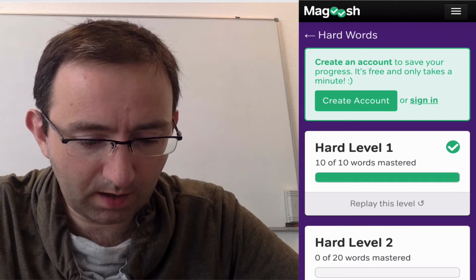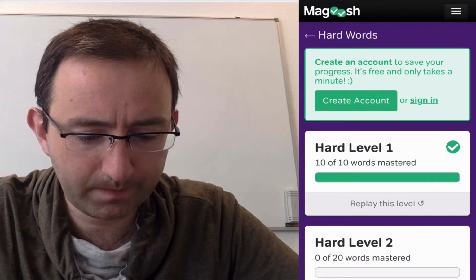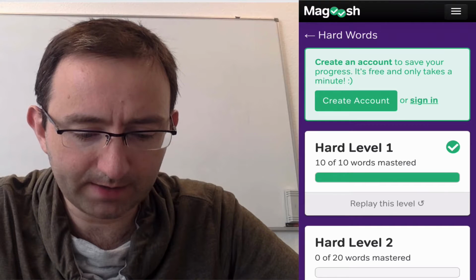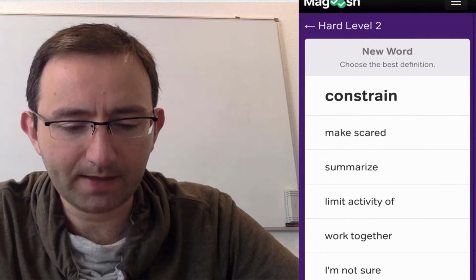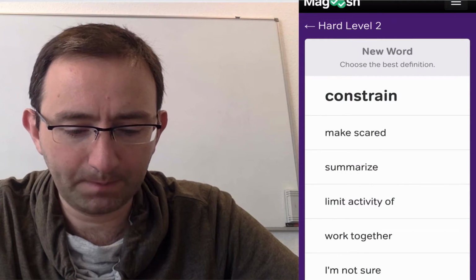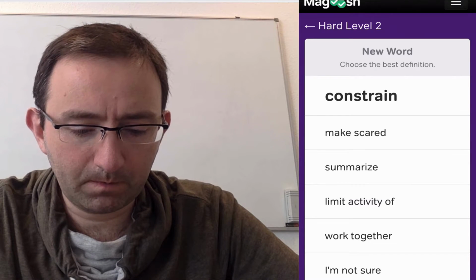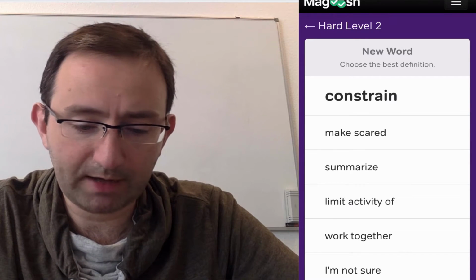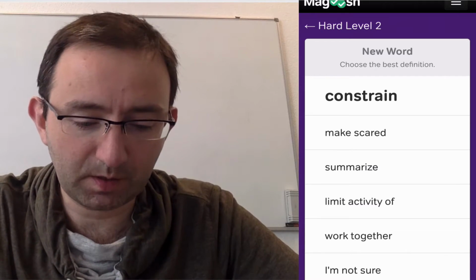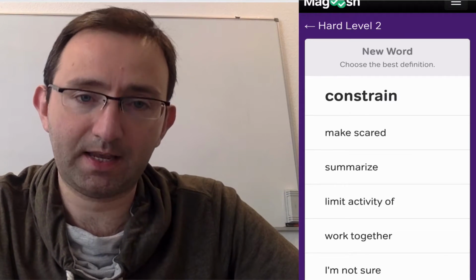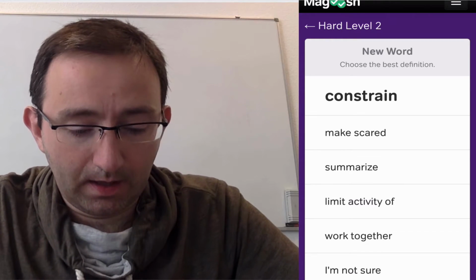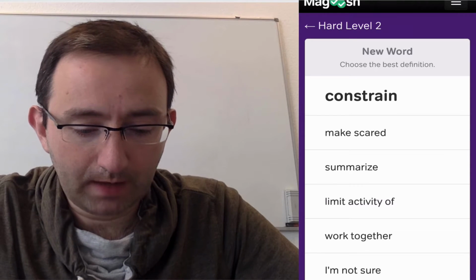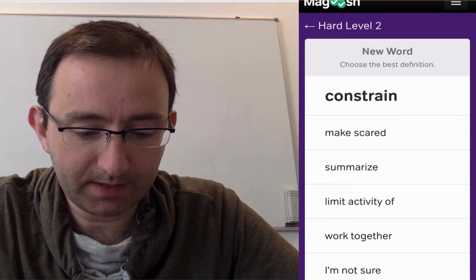So if we go into hard, I already did this yesterday as a little test. So I'll show you in level 2. We go into there. So what you get is this word at the top, constrain. And then there are 4 possible definitions. So constrain, does it mean to make scared, to summarize, to limit the activity of, or to work together? Well, I know the answer, and it's to limit the activity of.